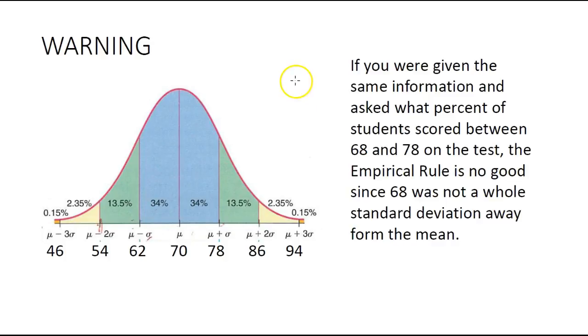A warning before we leave this. The empirical rule is only good when you can land on one of these splits that's already marked. As an example here, if you tried to measure from 68, which would be about here, to 78, you can't break this up evenly on your own. All you have is for this total group here from 62 to 70. So you don't know how to break that up right now.